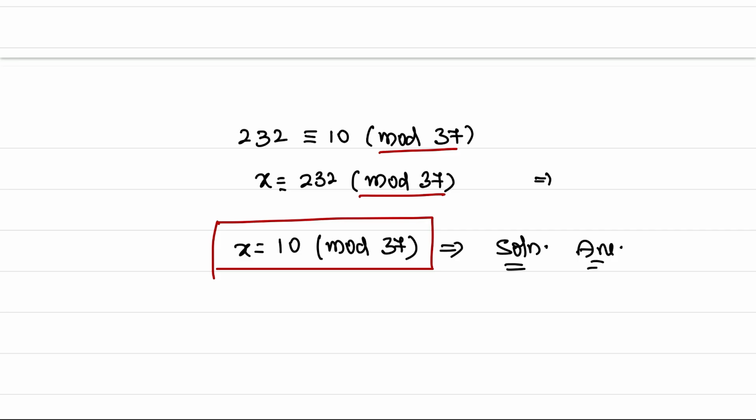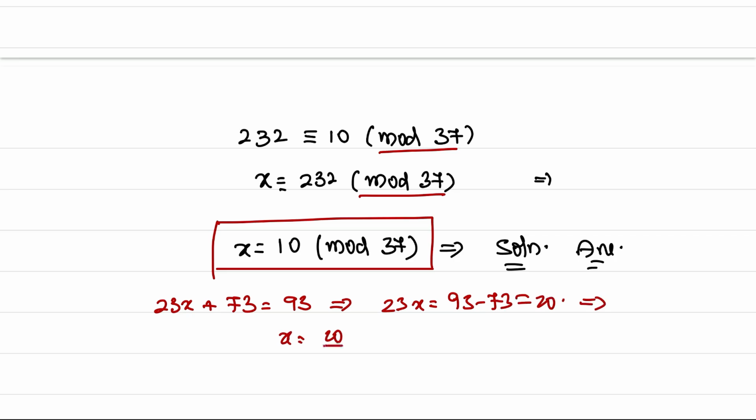It is not like a simultaneous equation where, if 23x plus 73 is equal to 93, we will write 23x is equal to 93 minus 73, that is equal to 20, and x is equal to 20 by 23. It is not like this. It is in modular arithmetic. Modular inverses are different.